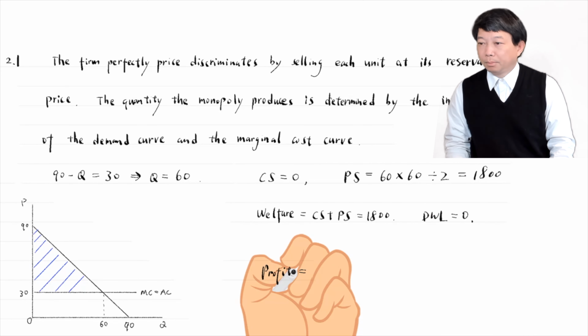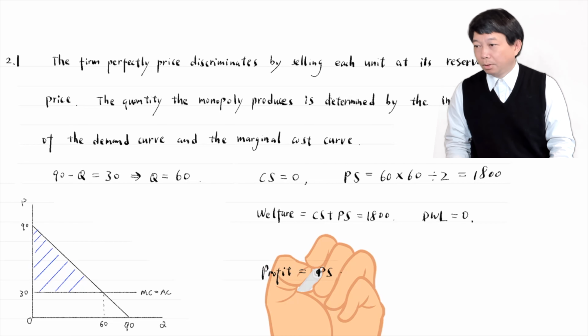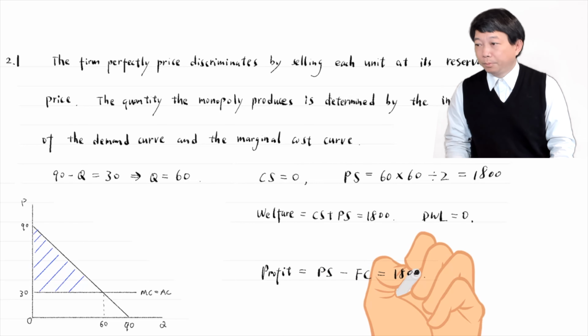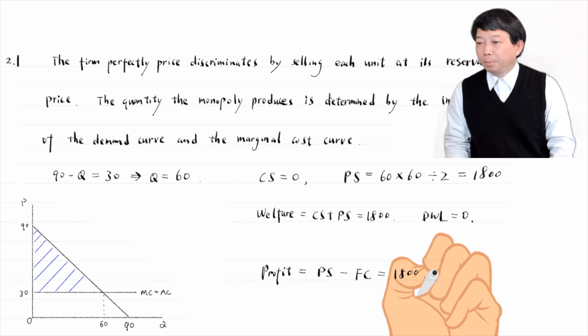Profit equals producer surplus minus fixed cost. Since there's no fixed cost, the firm's profit equals the producer surplus, 1,800.